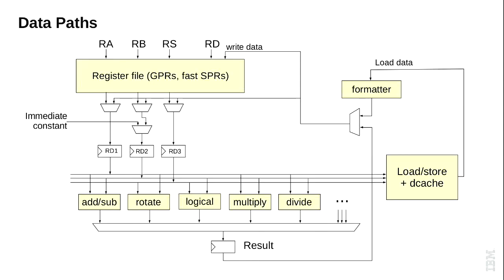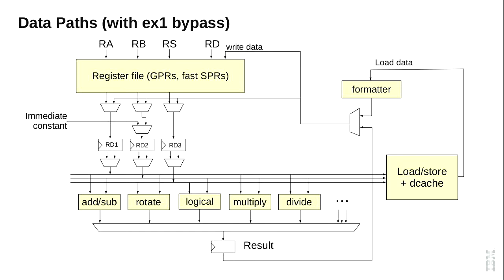And in the future, when we do unaligned loads, it will also be stitching together. For an unaligned load of more than 1 byte, you probably have to do 2 8-byte reads and then take a bit of this 8 bytes and a bit of that 8 bytes, rotate them and stick them together. That's what the formatter does. And so that goes back up into the write data port. So from the point of view of the data, that's how stuff is going around and around in the system.